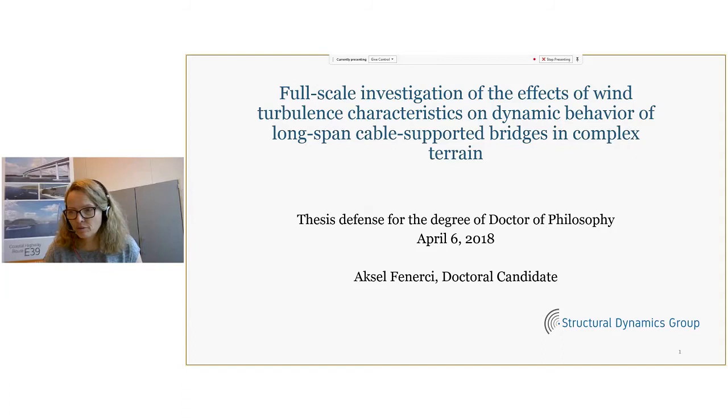Aksel will now present his thesis, Full-scale investigation of the effects of wind turbulence characteristics on dynamic behavior of long-span cable-supported bridges in complex terrain. So I give the word to you, Aksel.